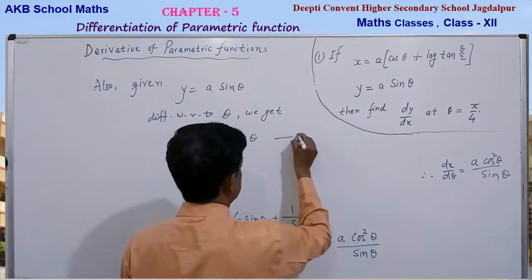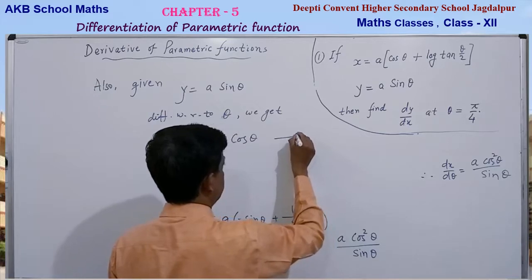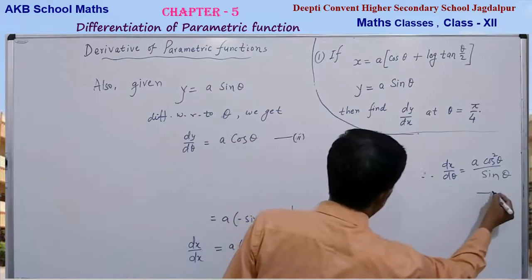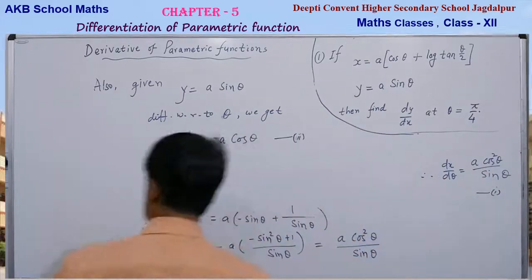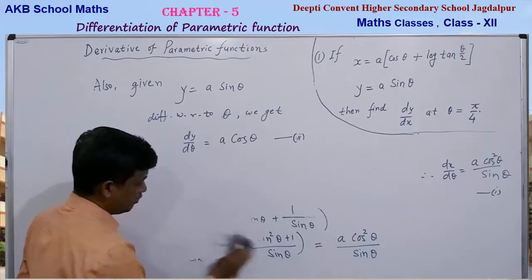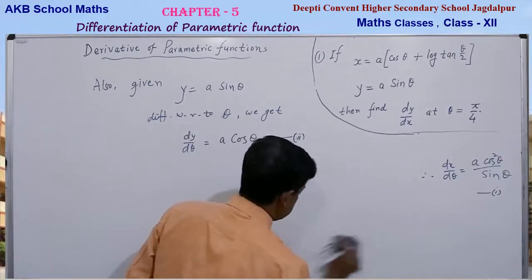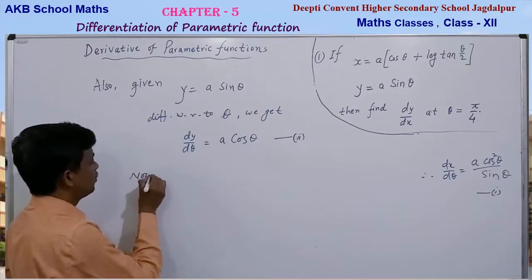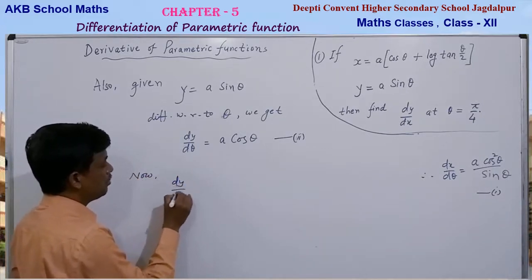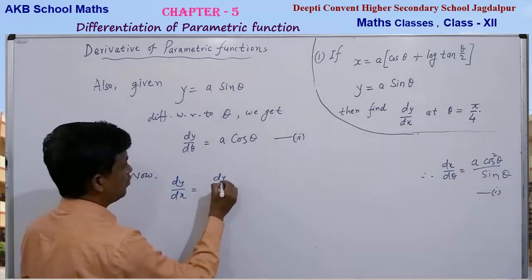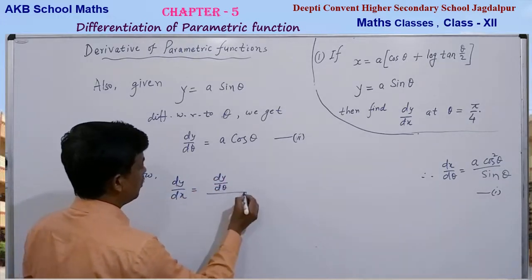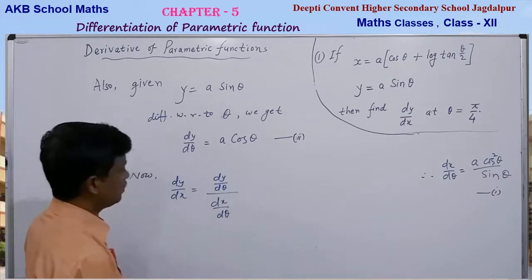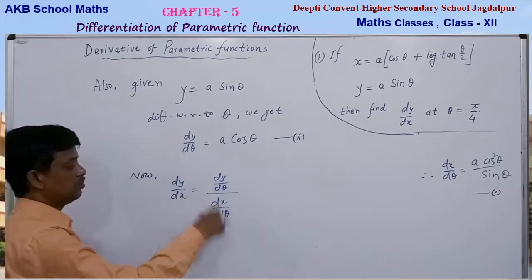This is equation 1 and 2, and this was 1. Okay, now we have to find the value of dy by dx. So just put the value where. So now we have dy upon dx equals dy upon d theta upon dx by d theta. We can write like this, dy by dx is equal to dy by d theta upon dx by d theta.